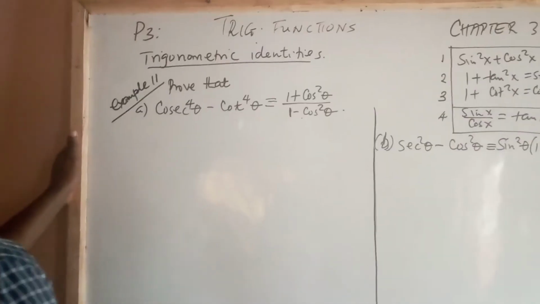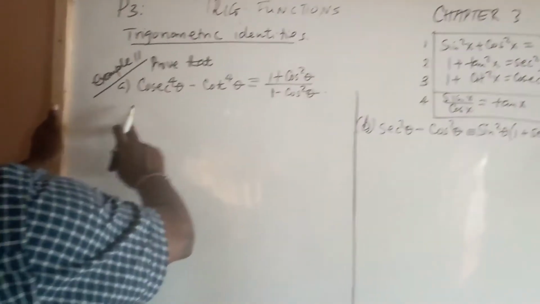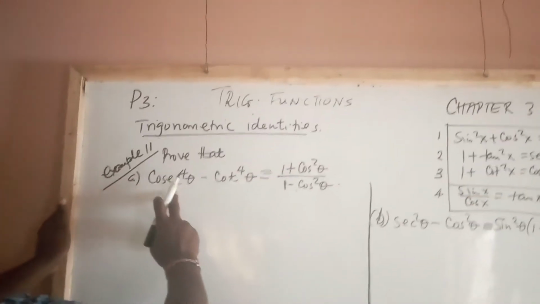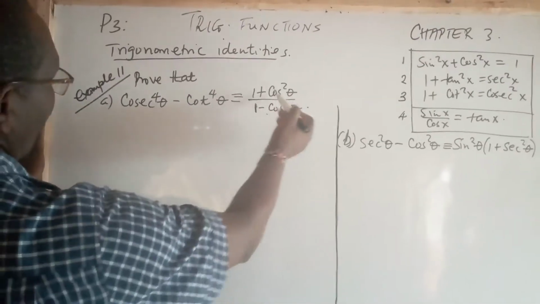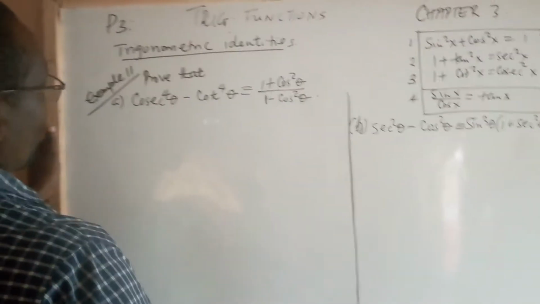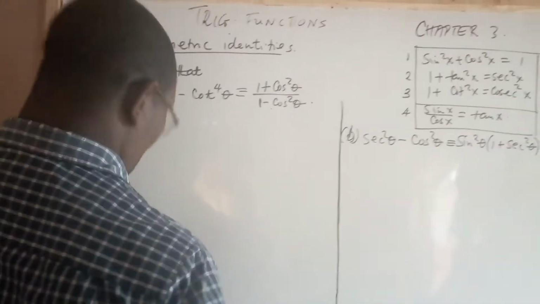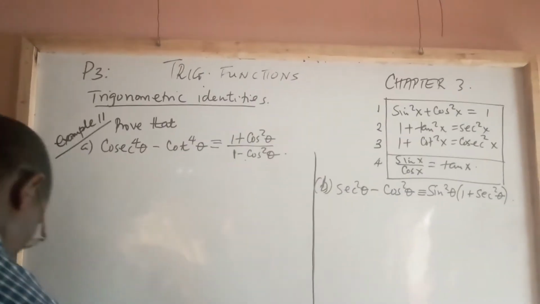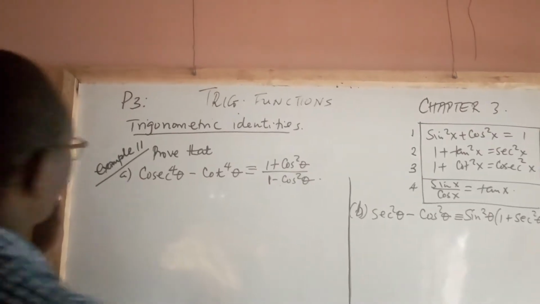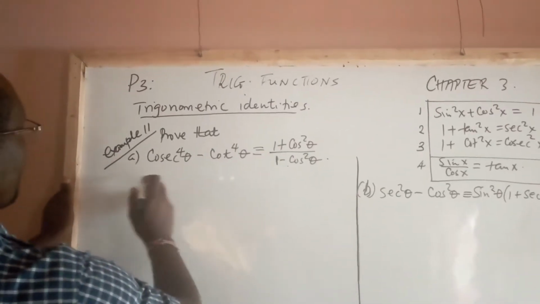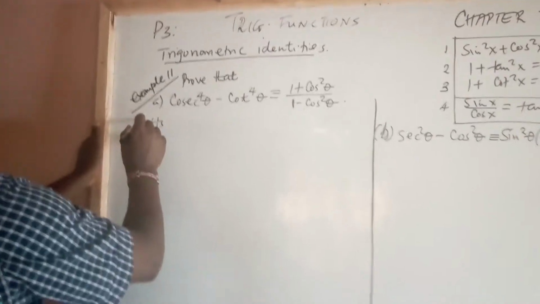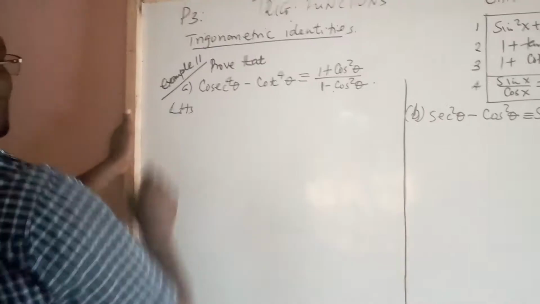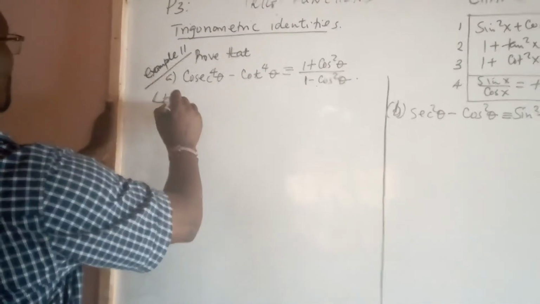In example 11, we are expected to prove that cosec to the power 4 theta minus cot to the power 4 theta is equal to 1 plus cosine squared theta over 1 minus cosine squared theta. On the left hand side, we have the difference between two squares, and we know how to go about that.